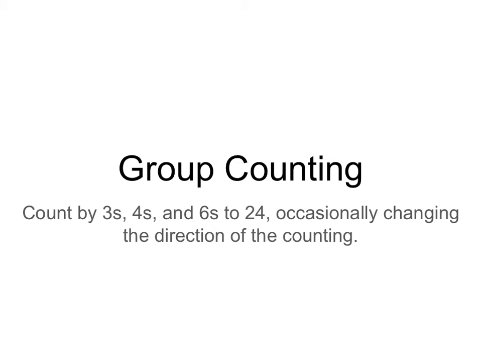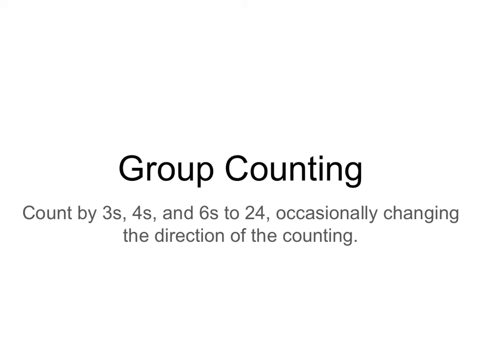So we're going to count by 3s, 4s, and 6s. We're going to go up to 24, and then we'll go backwards back down. We're going to start with 3s. 3, 6, 9, 12, 15, 18, 21, 24. From 24 now we'll go backwards. 24, 21, 18, 15, 12, 9, 6, 3.